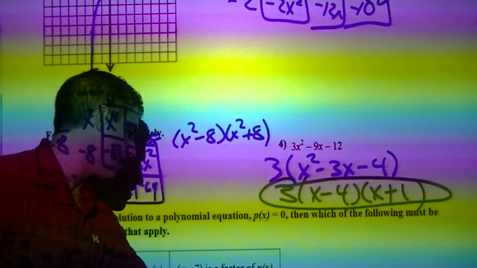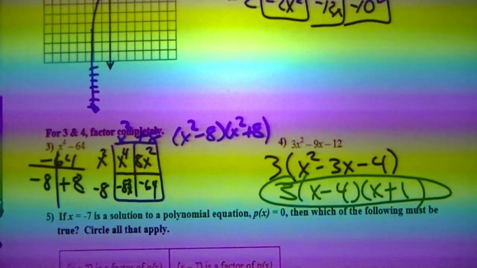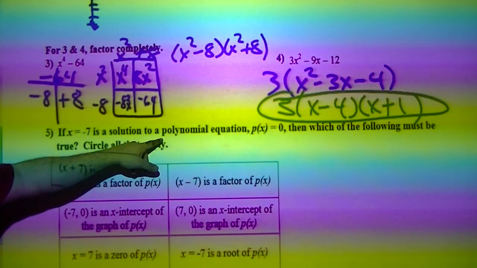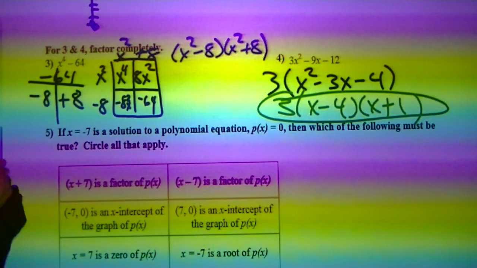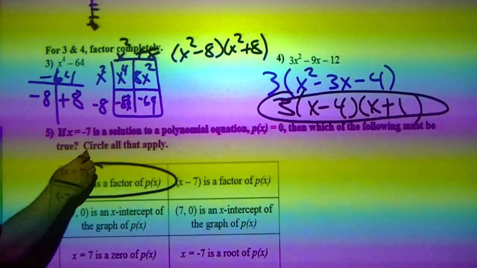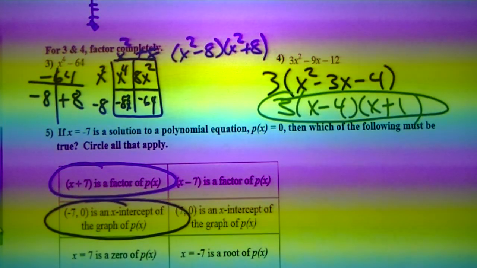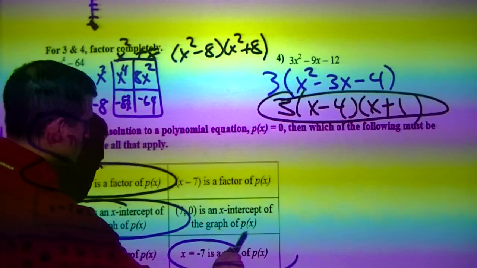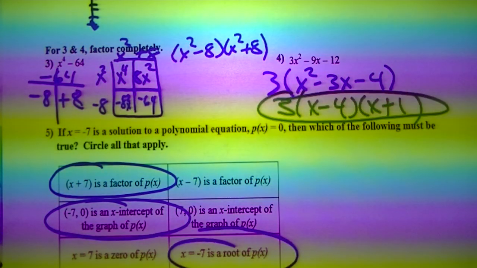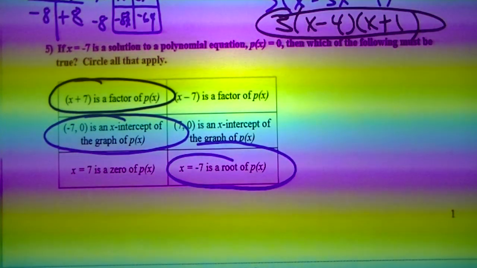Okay, moving on to this. It says if x is -3 is a solution, which of the following apply? x plus 7 has to be a factor. Remember, they change signs. -7, 0 is the x-intercept. x equals -7 is a root. These are all synonyms. Let's go to the next page.